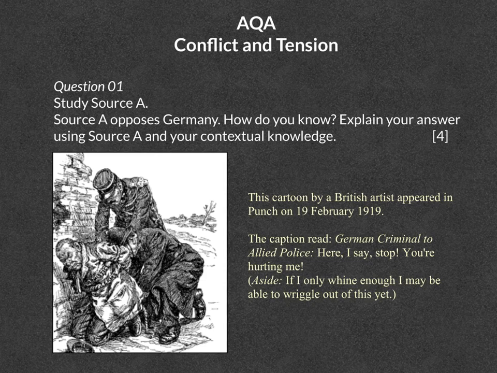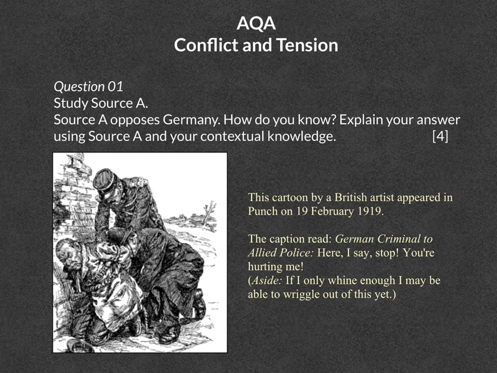This video will cover question 1 on the AQA History GCSE paper for conflict and tension. This question will always be worth 4 marks, and it will ask you to explain a source by using evidence from your own knowledge and details from the cartoon.